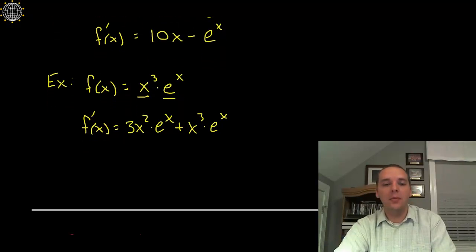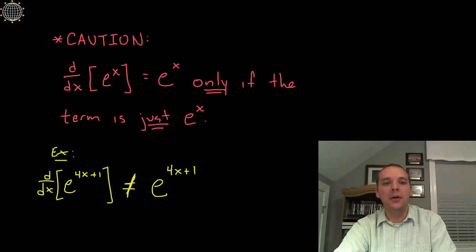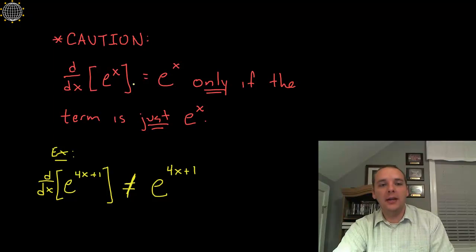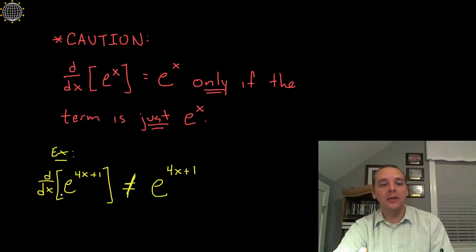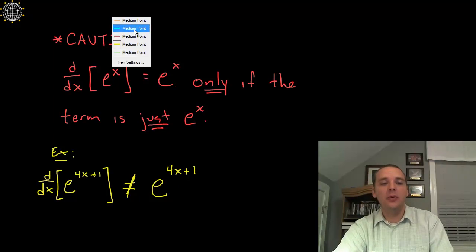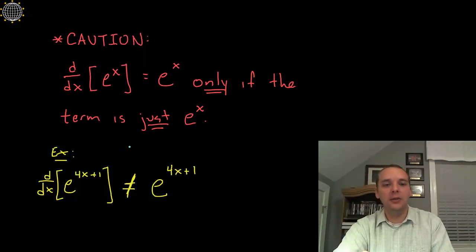Now, I might be oversimplifying it a touch, though, because there is something you have to watch out for. The derivative of e to the x is e to the x only if the term is just e to the x. If you have something else, which you often do, this is very, very common. If you have e to the 4x plus 1, its derivative is not e to the 4x plus 1. It's very, very close to that, but we need another rule in conjunction with this basic rule that we're going to look at in the next video.